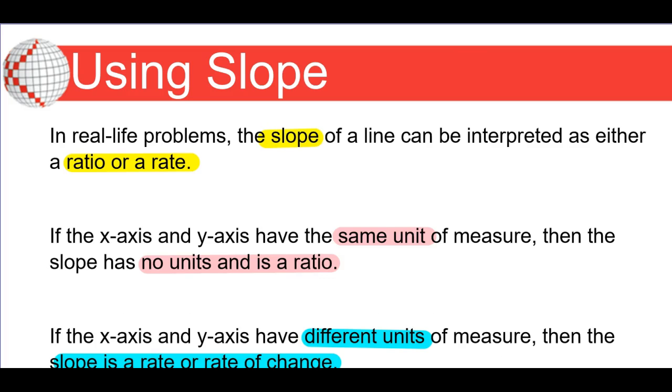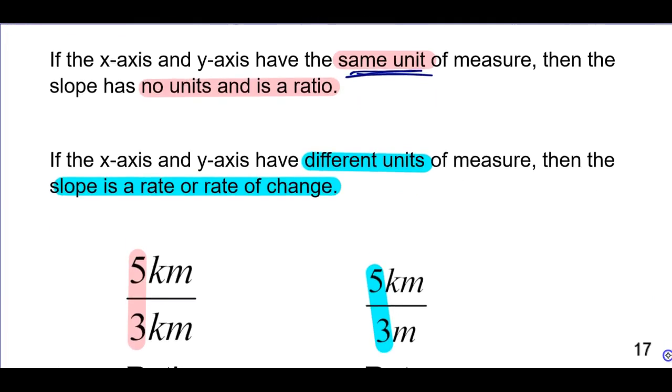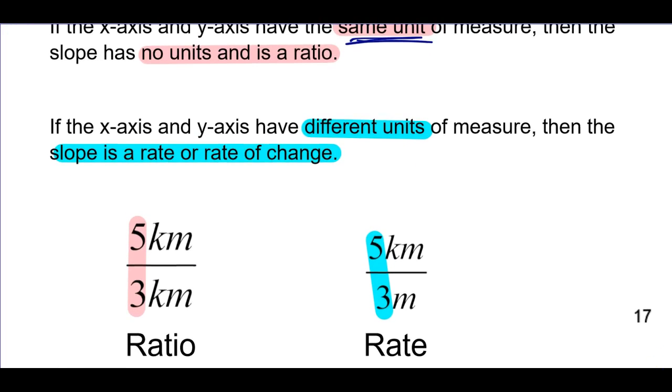With regards to business calculus and how this is going to apply to you, oftentimes in the real world you'll have this word called a rate of change. And I want you to recognize rate of change as just slope. You need to make sure that the slope has different units. Otherwise, we don't want to call it a rate. That's the difference between a ratio and a rate.